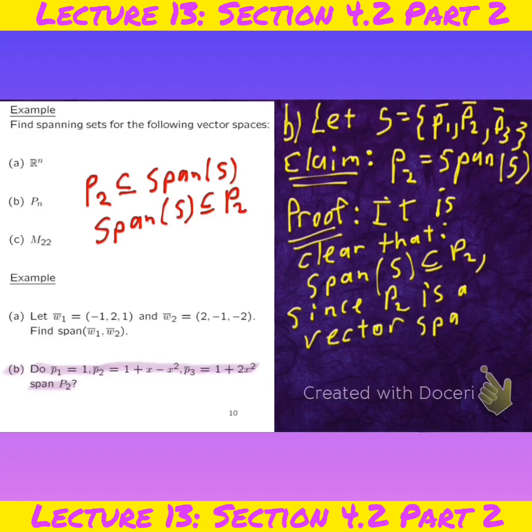Okay, now what is the span of S? The span of S is all linear combinations of the vectors in S. Now, if you look at any linear combination of these vectors, because P2 is closed under scalar multiplication and vector addition, any linear combination of vectors in S is also going to be in P2. So therefore, the span of S is contained in P2.